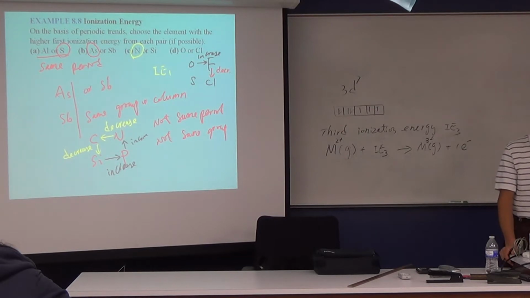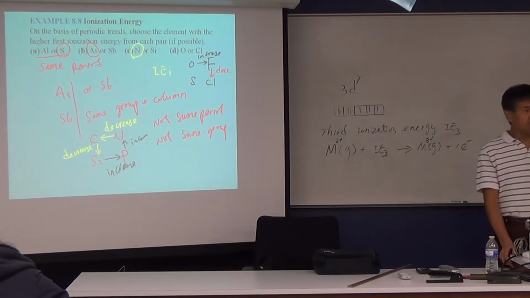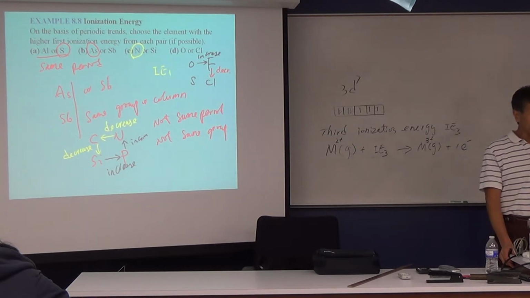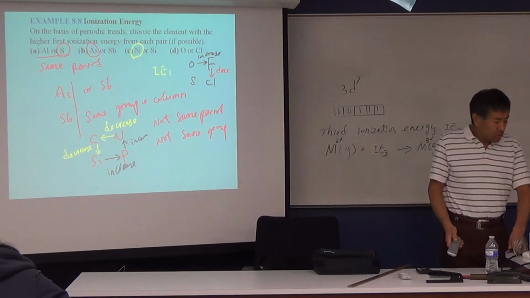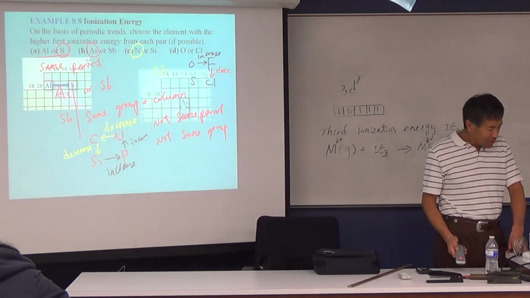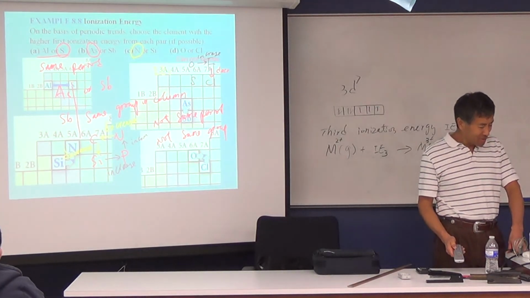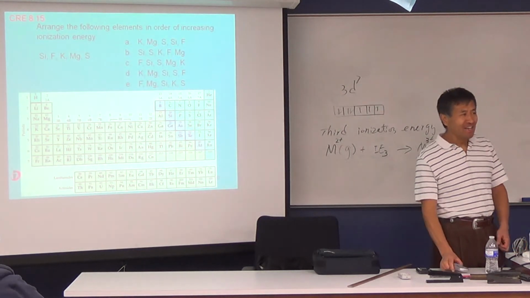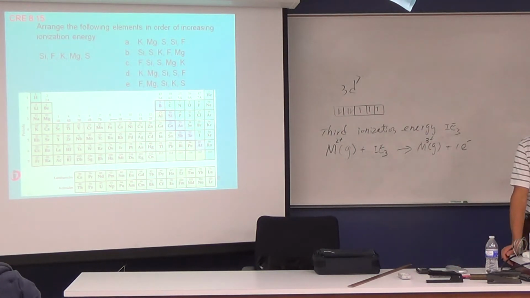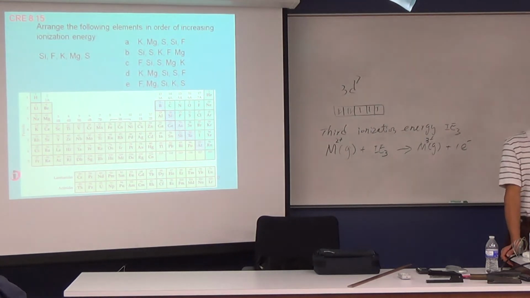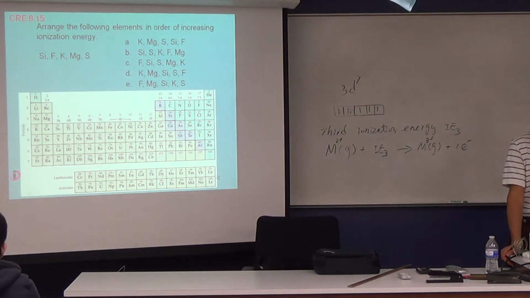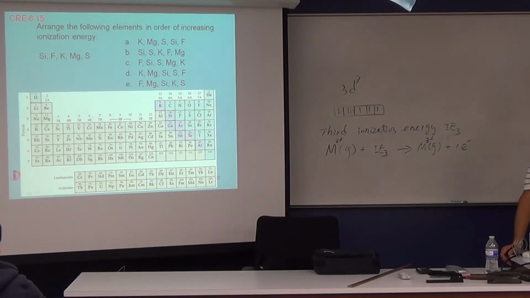Decrease. Yeah. So my arrow is increase, the other arrow is decrease, so therefore you cannot decide. Alright, each problem is very simple. You just have to study a little bit to put everything together. Arrange the following elements in order of increasing ionization energy. Increasing means you want to get the smaller one first, then go to more and more big ones.